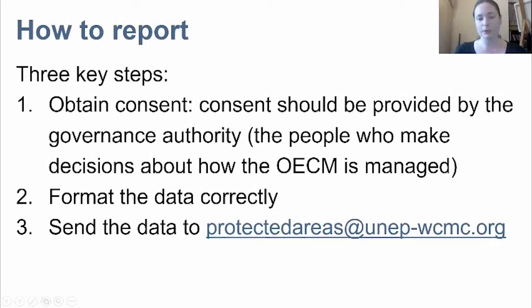So in terms of how to report, there's 3 key steps. So the first is to obtain consent from the governance authority. So this is the people who are making decisions on the ground about how the OECM is managed. So it could be a government authority, it could be an indigenous people or a community, or it could be a private organization or individual. I imagine Harry will have talked earlier about how it's important to obtain consent before going through the OECM assessment process to see whether a site meets the definition. But it's also important to get the consent of the governance authority before providing data to UNEP WCMC, since that data will be publicly available.